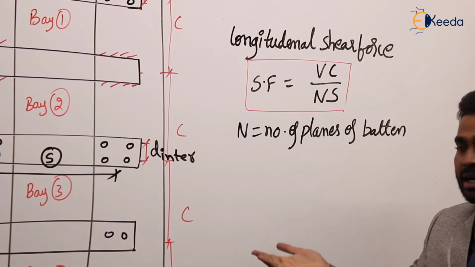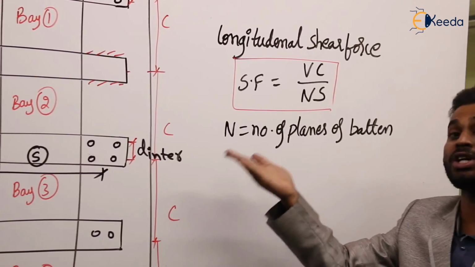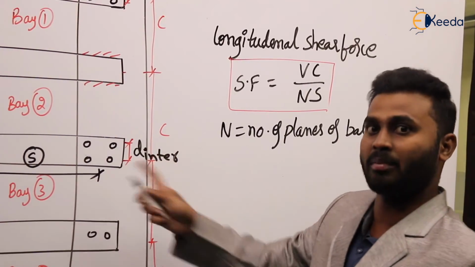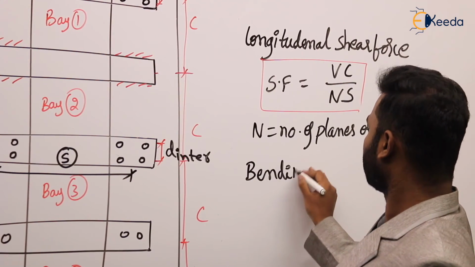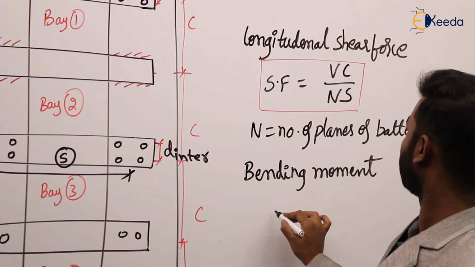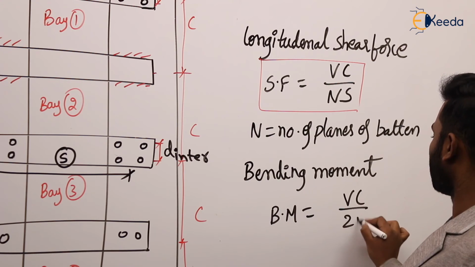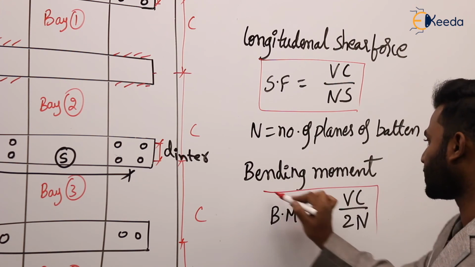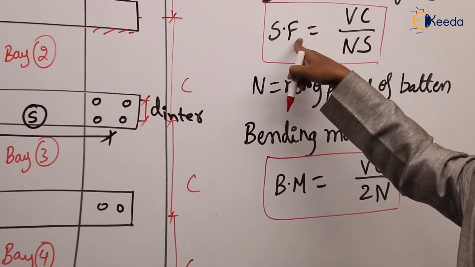And as we discussed, the battens we are going to design as members of the frame. So each is subjected to shear and bending moment also. Now, what is the bending moment in the member of a batten? Let us see. Bending moment, which is equal to VC by 2N. So now each batten is subjected to this much bending moment, which is equal to VC by 2N, and this much transverse longitudinal shear force.